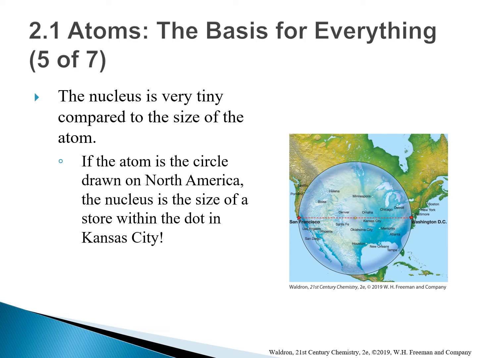Imagine that you draw a line from San Francisco to Washington, D.C. as the diameter of a circle. The atom is the circle drawn over North America as shown in the picture. The size of the nucleus is simply the size of a grocery store. Hopefully, this analogy gave you an idea of how tiny the nucleus is compared to the size of the atom.